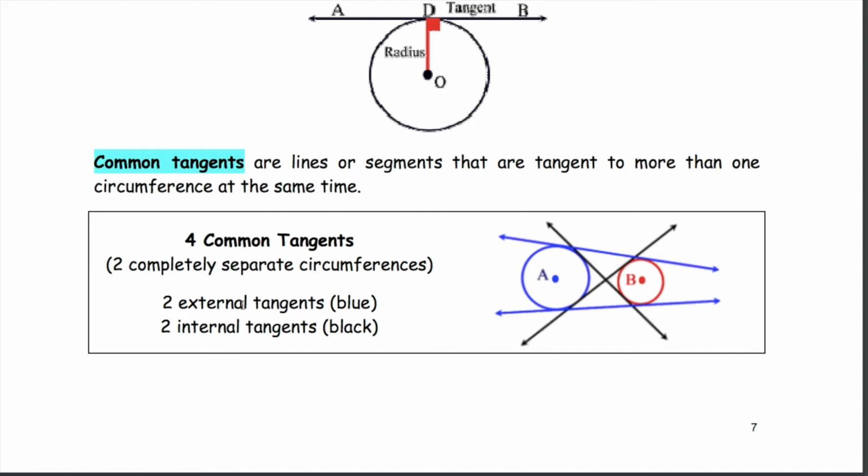Remember, external means outside, internal means inside. So see how the black internal tangents are inside of the 2 circumferences, and the 2 external tangents, the blue tangents, are on the outside of the 2 circumferences.